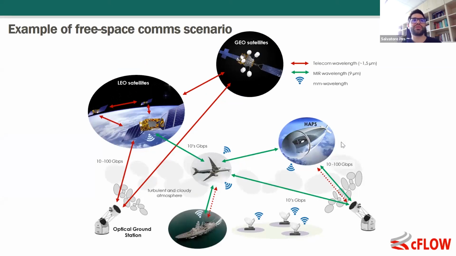In fact, I have a slide that I can show you, this one. This slide shows a scenario in which free space communication technologies are coexisting. You have a millimeter wavelength technology for short range communication, the mid-infrared wavelength used for intermediate distances, and then for longer distances, for instance, telecom wavelength, or scenarios in which we don't have atmosphere.